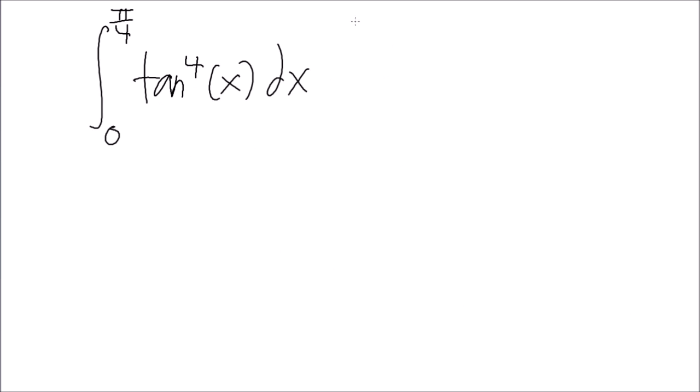What are we doing here? So, I guess I can show both ways, the beginner way and the intermediate way. The beginner way is longer, but it's just easier to process. That's all. So the beginner way is turning this tangent 4 in terms of tangent square.